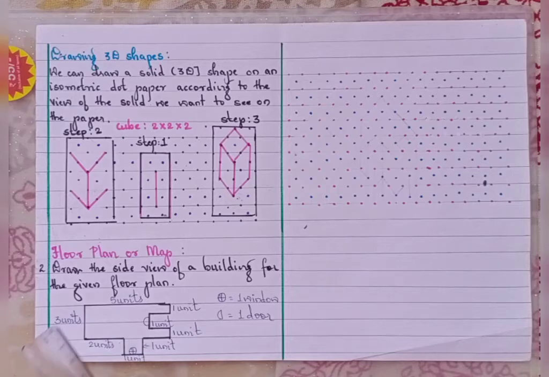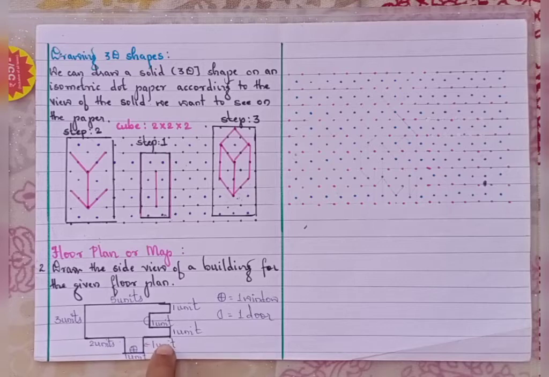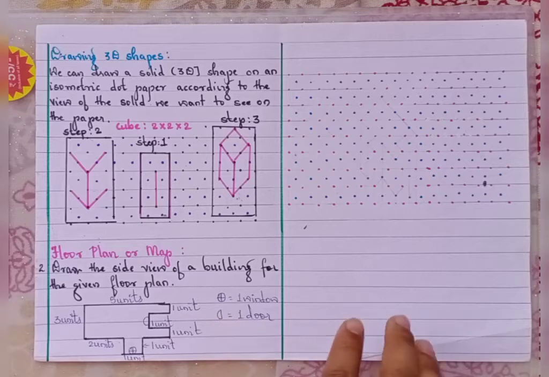Now we are going to see floor plan or map. So here they have given a figure, okay, and the dimension also they have given: 5 units, 3 units, 2 units, 1 unit, 1 unit. Okay, this is 1 unit, and accordingly the measure is given. So this small symbol represents window and this small symbol represents door.